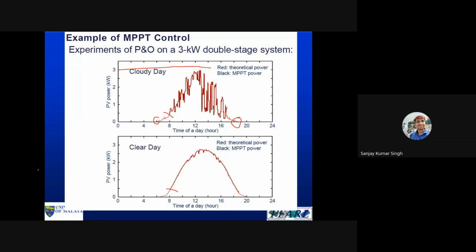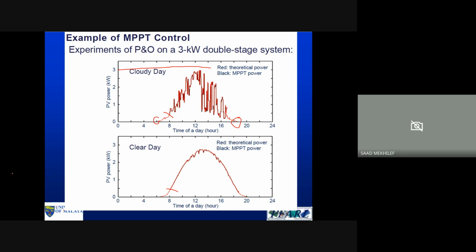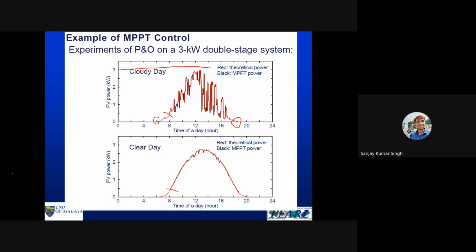Sir, just one quick question. This MPPT control that you showed, is it an inbuilt feature of the inverter? Is my understanding correct? The MPPT control, the maximum power point tracking control mechanism, is this part of the inverter? Is it the job of the inverter to do that?